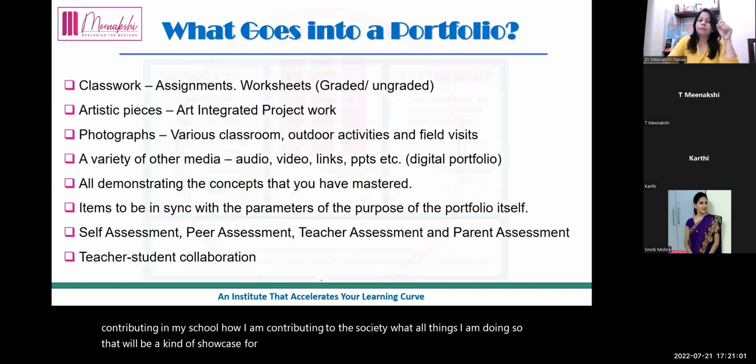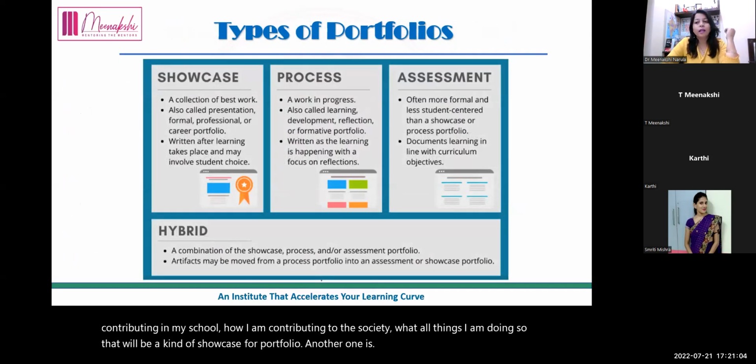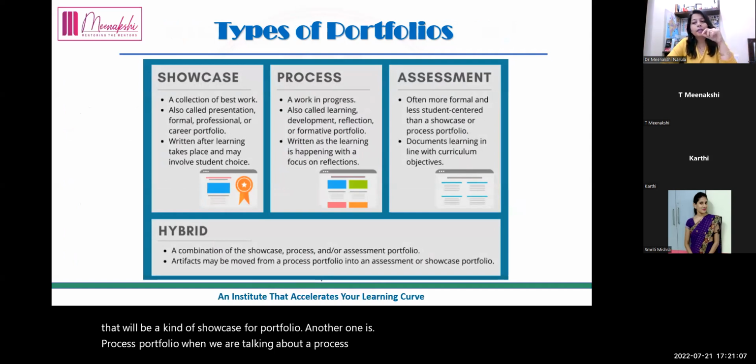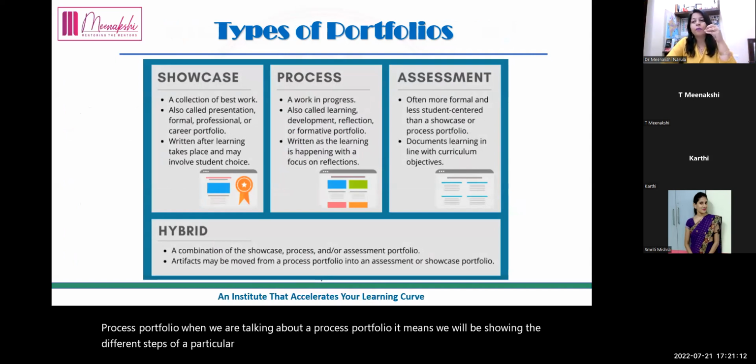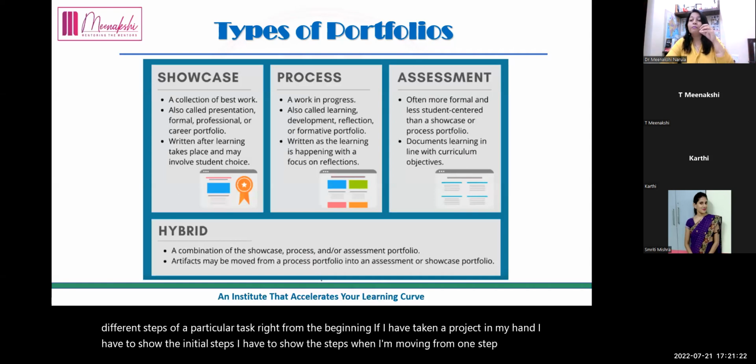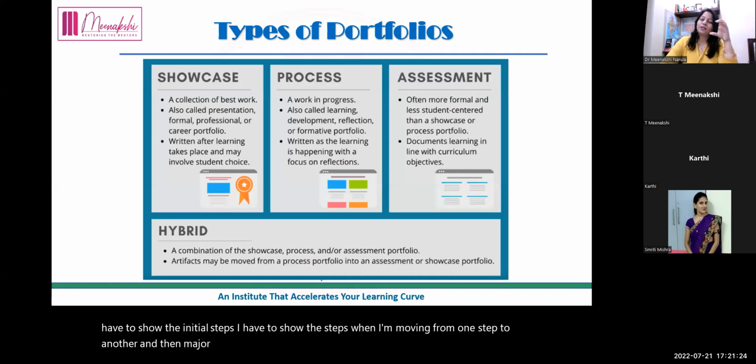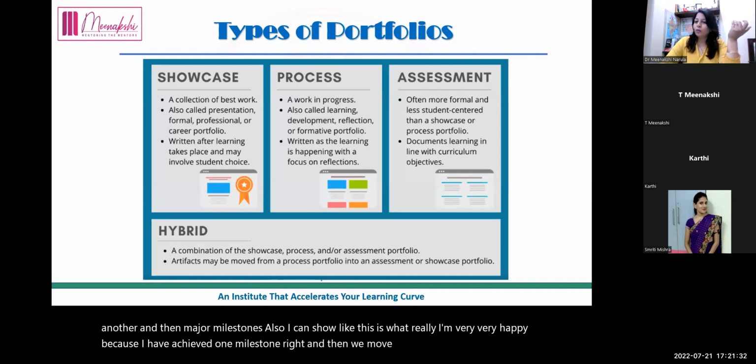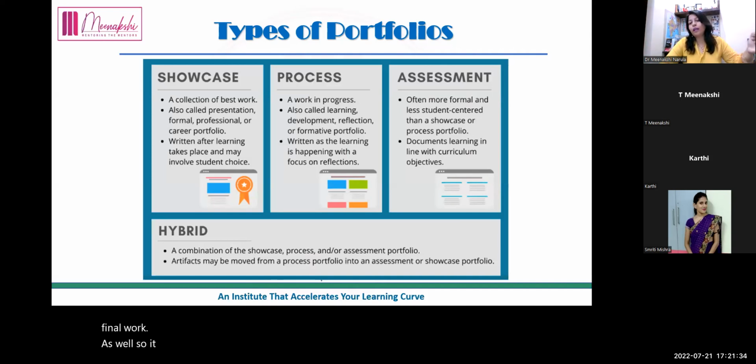Another one is a process portfolio. A process portfolio means we show the different steps of a particular task. Right from the beginning, if I have taken a project in my hand, I show the initial steps, how I move from one step to another, and major milestones too, like this is where I'm very happy because I have achieved one milestone, right? Then we move ahead and show the final work as well. So it shows our learning progression from day one till we achieve success.